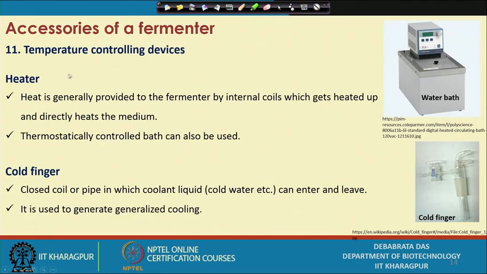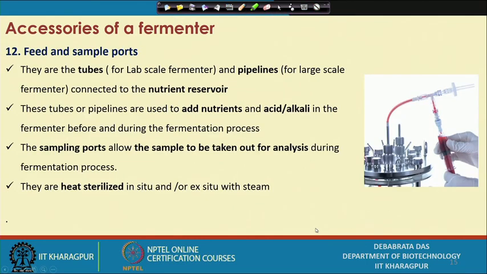Then we have the temperature controller device. We can have heaters, coolers, or a cool finger, with different types of arrangement. Then this is the feed and sample port that I showed you. If you increase the air pressure, you can automatically draw the sample and close the valve again.